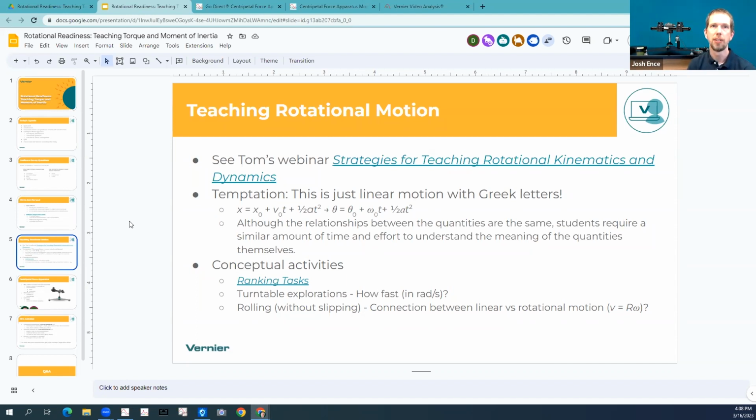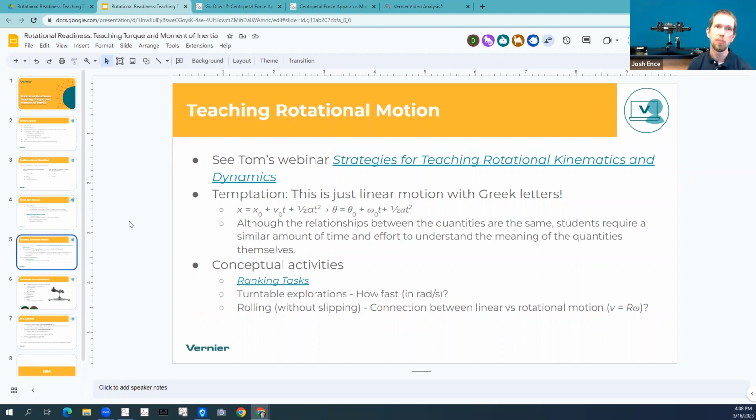So when it comes to teaching rotational motion, I think there are a few experiences and sessions that you can have that help students start thinking about what theta means. It's a rotation, like our position, but it's a rotational angle. The first thing that I used very frequently in that AP Physics C course was these ranking tasks.